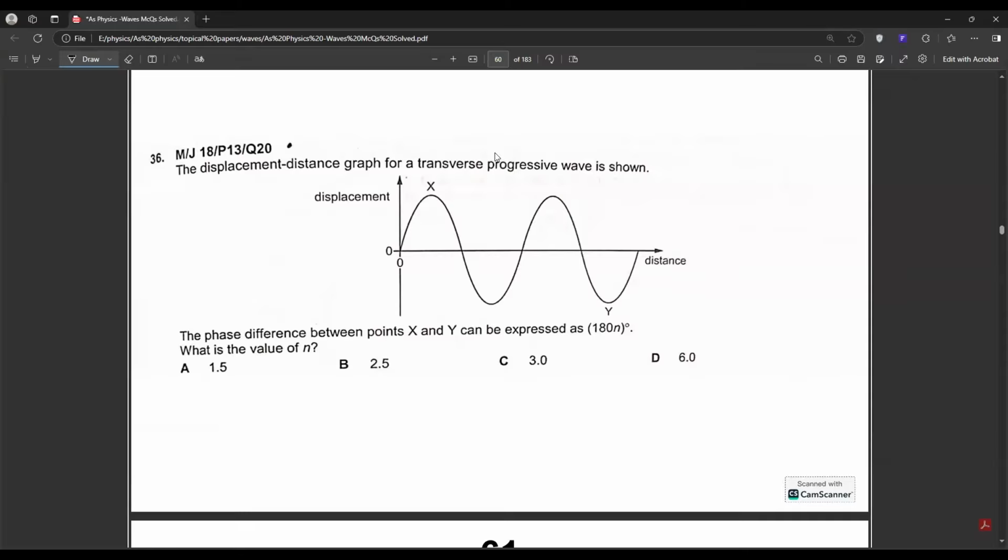The displacement-time graph for a transverse progressive wave is shown. The phase difference between point x and y can be expressed as 180n degrees. What is the value of n? If you closely look, this is a crest. This will also be a crest. The angle between a crest and a crest is what? 360 degrees. And the angle from a crest to a trough is what? 180 degrees. What will be the total angle? 540 degrees. What is this? 180n. If you divide it by 180, you will get your answer of n. That is 3. C is your answer.